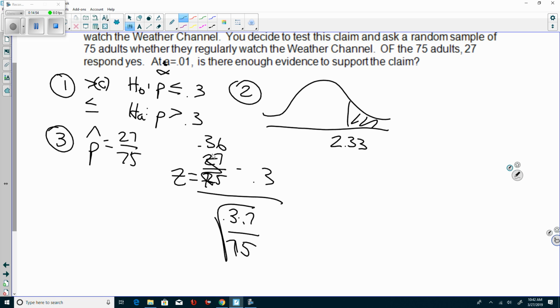So 0.36 minus 0.3. Yeah, I'm recording, I think. Yes, I am.